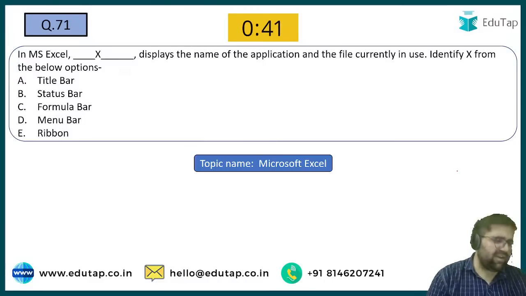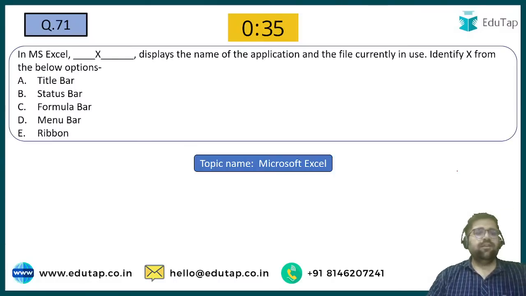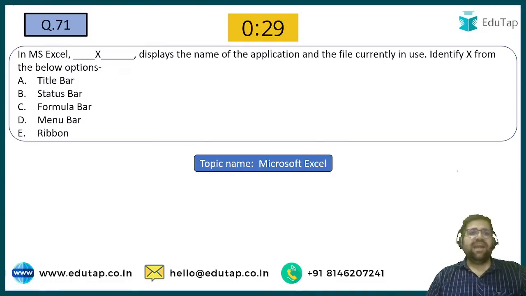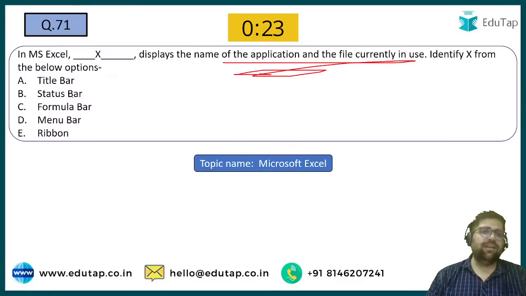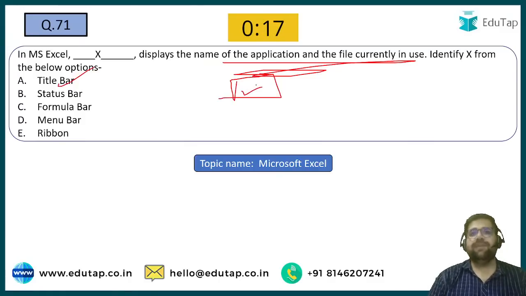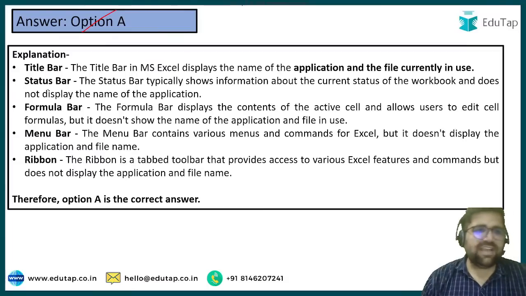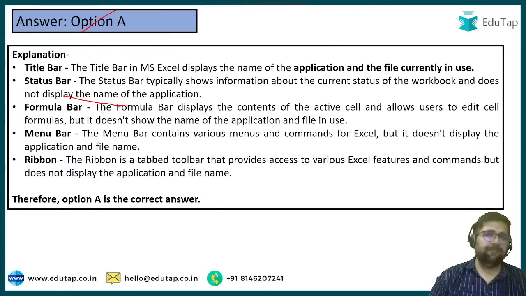Yes, Excel and PPT 400, that is maximum, minimum in all is 10%, okay? Question number 71. In MS Excel, dash displays the name of application and the file currently in use. Identify X from the following options. Displays the name of application or the file. Now this is very easy. It will be the title bar. Title bar is that particular bar where you will get the name of that particular file. Status bar, formula bar, or what are the other kinds of bar, you can read from the explanation which is given to you. But the answer of that question was option A. Status bar shows the current status of the workbook, or does not display the name. Mind you, title bar is there.